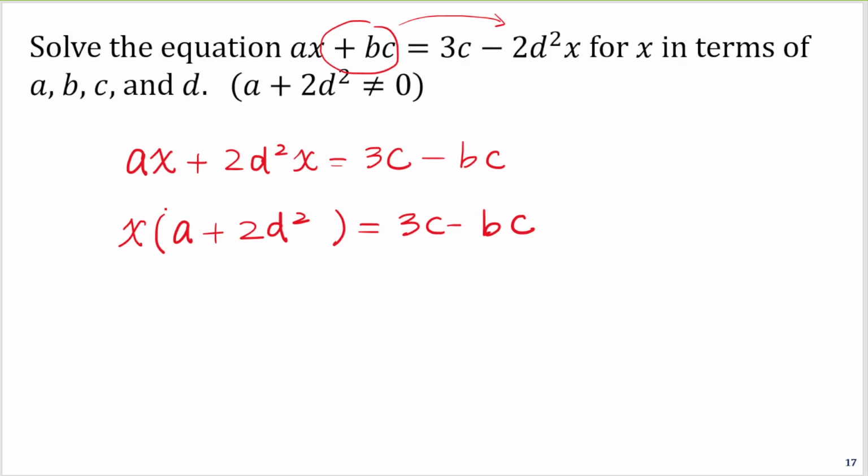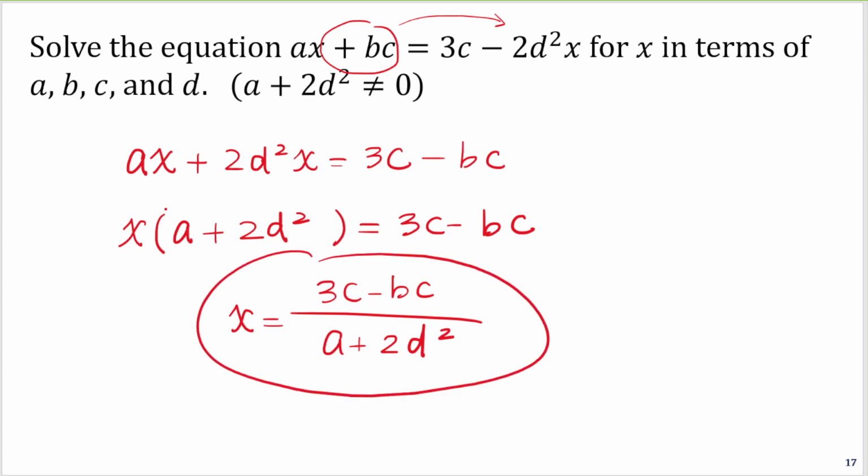And because this question tells you that a plus 2d squared is not zero, we can divide both sides using this expression. Otherwise, if it's zero, we need to discuss different cases. And luckily, in this question, it's not zero, so we can just divide both sides using this expression. So x equals 3c minus bc over a plus 2d squared, right? So this is our final solution for x. Did you get it? Do you have any questions?